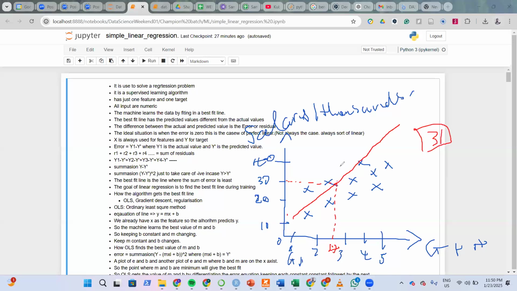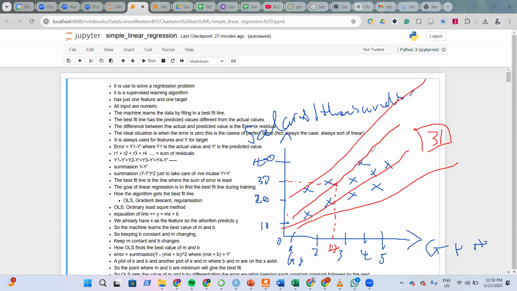But then the question is, how does it draw this line of best fit? Because we can have a line like this, we can have a line like this, we can have a line like this, right? So how does it determine which line is the line of best fit? That's where the trick lies.